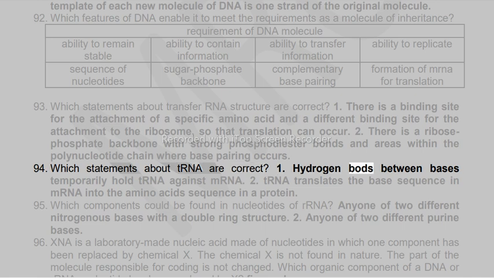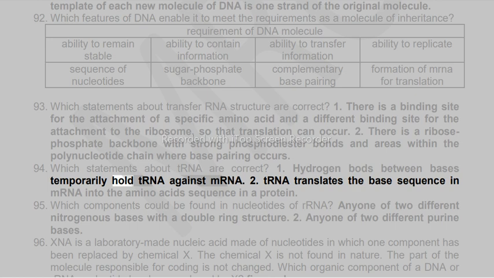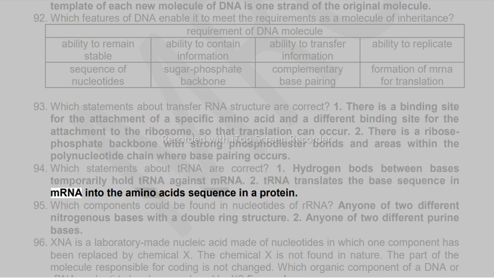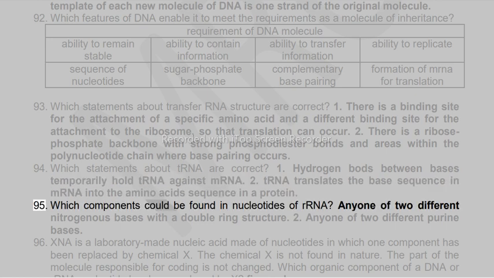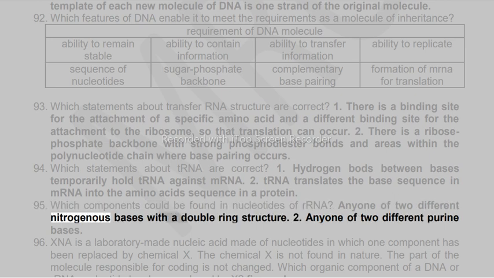94. Which statements about tRNA are correct? 1. Hydrogen bonds between bases temporarily hold tRNA against mRNA. 2. tRNA translates the base sequence in mRNA into the amino acid sequence in a protein. 95. Which components could be found in nucleotides of rRNA? 1. Any one of two different nitrogenous bases with a double ring structure. 2. Any one of two different purine bases.